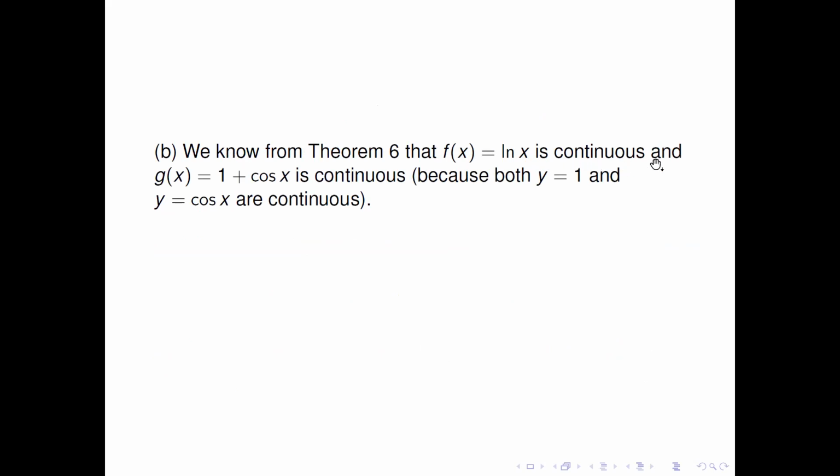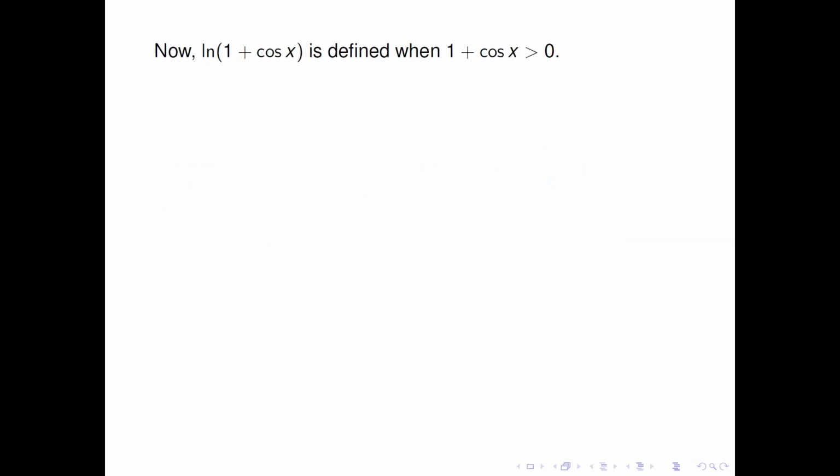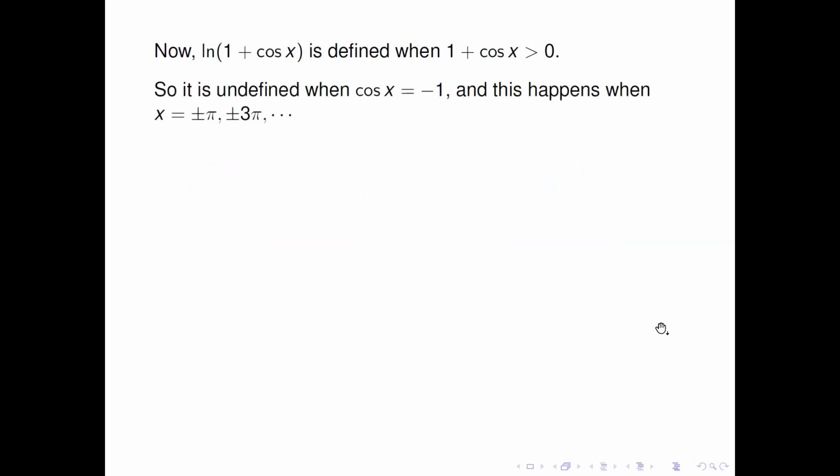We know that the ln function is continuous and that 1 plus cosine x is continuous because both y equals 1 and y equals cos x are continuous. Therefore, by our theorem, F composed with G is continuous wherever it is defined. Now, the ln of 1 plus cos x is defined when 1 plus cos x is positive. Remember that the ln function is defined only for positive real numbers. And so it is undefined when cos x is equal to negative 1, because then this side will become equal to 0. It won't be greater than 0 anymore.